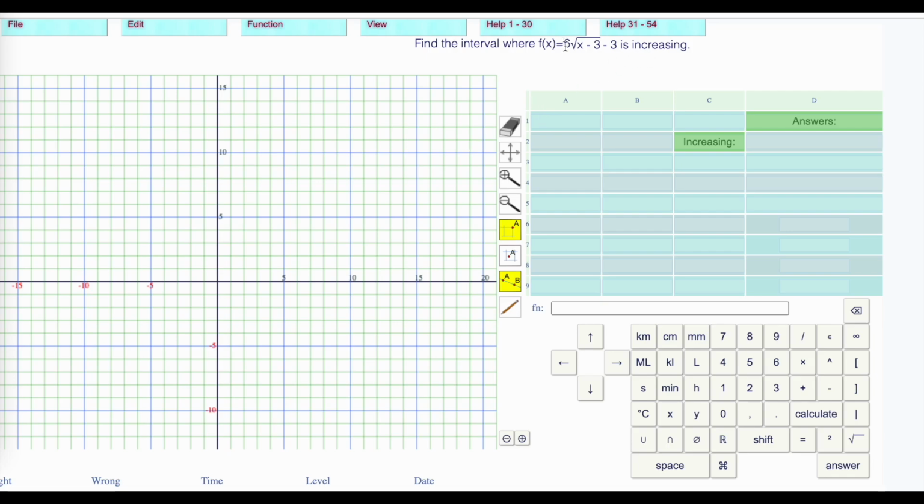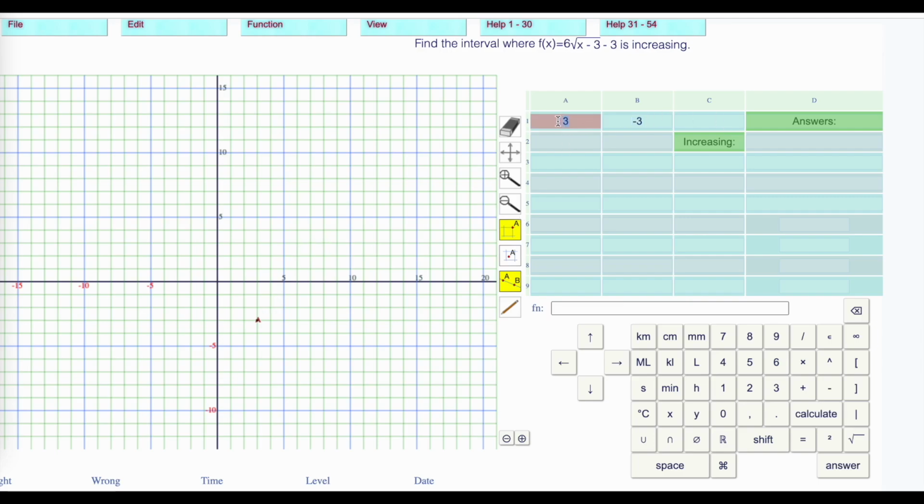This is opening up. It's opening to the right. It's increasing from the vertex to infinity. All right, the vertex is at 3, -3 right here. It is opening like this. Let's find some values. At 3, y is equal to 6 times the square root of the x value, which is x minus 3, so 3 minus 3 is 0. The square root of which is 0 times 6 is 0. Minus 3 is -3.